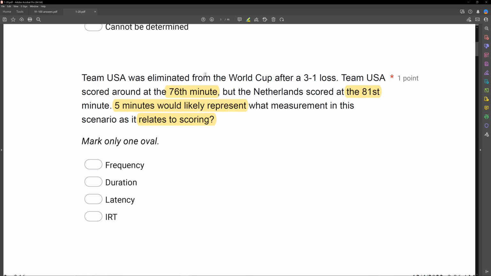So the time in between responses is what? Inter-response time. Got to be very careful when dealing with timing questions. Duration, latency, and IRT all deal with time, but in different ways. Duration looks at the total length of a response. Latency is the SD to the response. Inter-response time is time in between two responses. Here we have a score at 76 and a score at 81. Our time in between is our inter-response time.